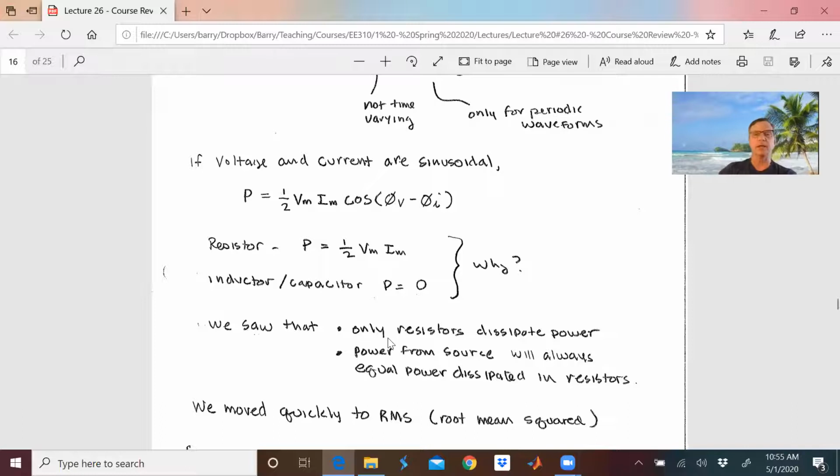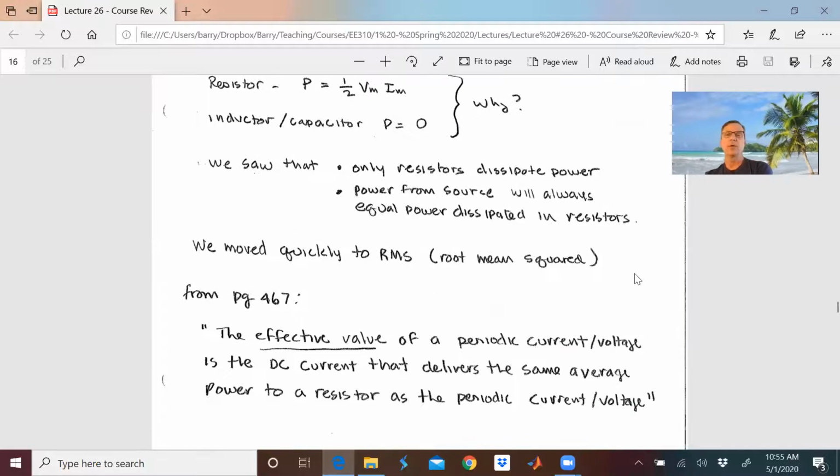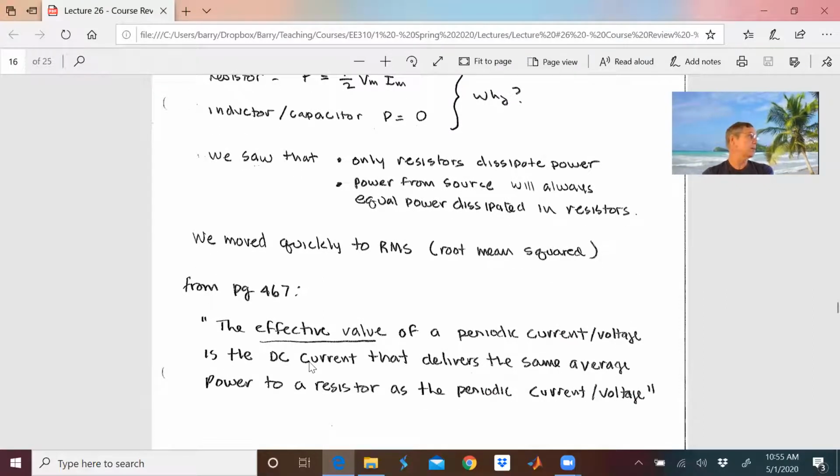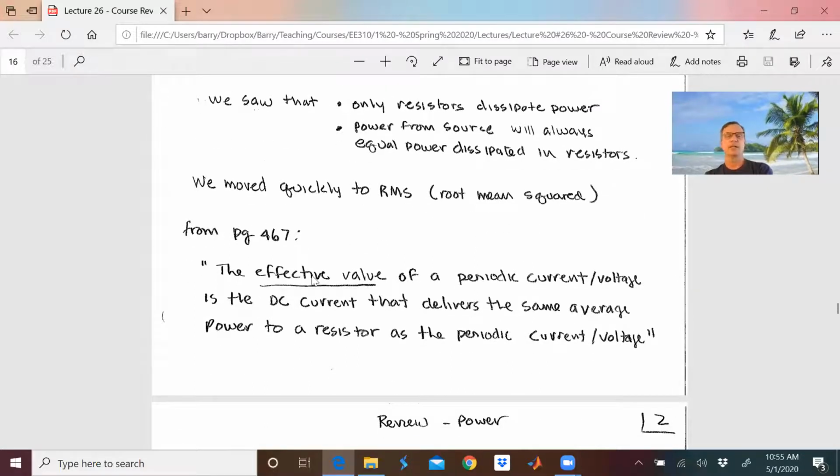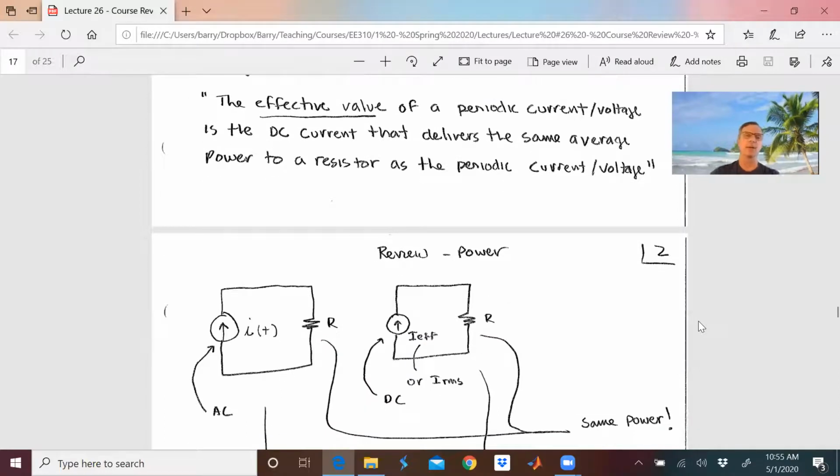So we moved quickly to RMS power, which is root mean squared power. And we get into concepts here, and these concepts are important. In the book, it says the effective value of a periodic current or voltage is the DC current that delivers the same average power to a resistor as the periodic current and voltage. This looks complicated, but I don't think the authors of the book could have said it better. I think this is just a wonderful definition, but let's break it down a little bit.